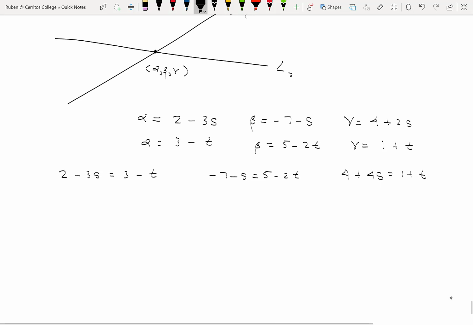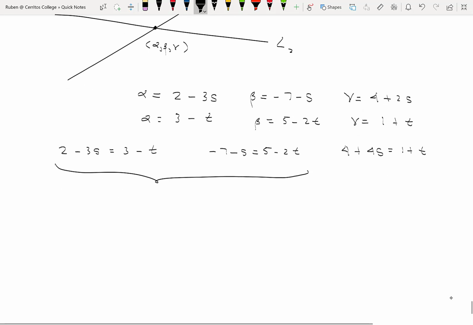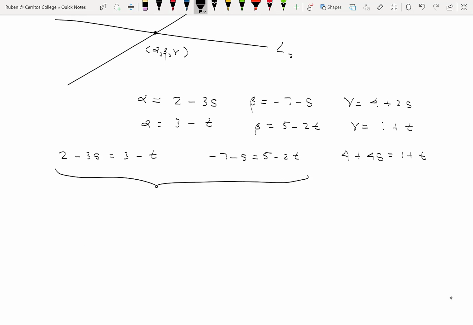So the way we're going to solve this as a system of equations is by looking at two equations at a time. Okay, so let's consider the two equations, 2 minus 3s equals 3 minus t, and negative 7 minus s equals 5 minus 2t. And let's see if we can solve for s and t. If we do get a solution for s and t, then the answer will be that the lines do intersect, as long as when I substitute those values for s and t into the z-coordinates, I get the same thing. If you missed that, we'll come back to it.